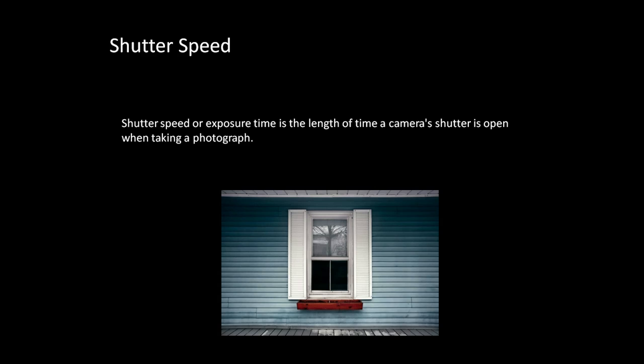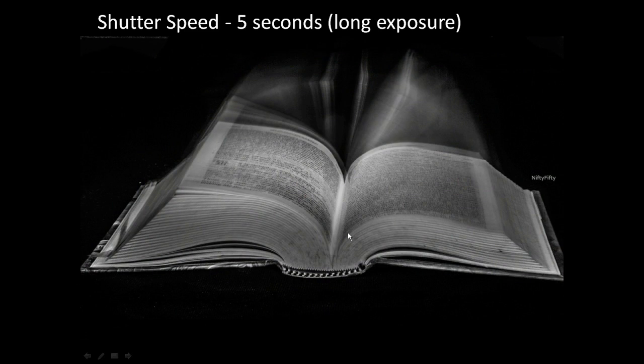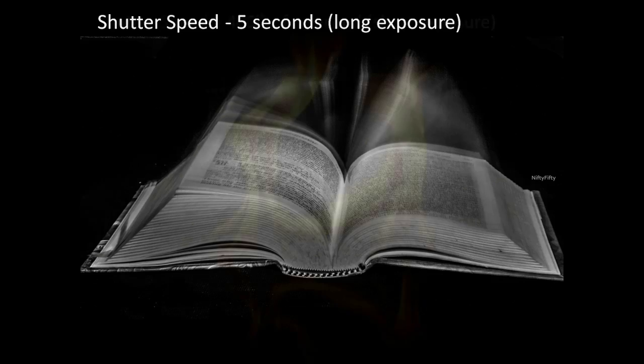Now let's see a few examples related to shutter speed. This is an example of a long exposure. I took this photograph with 2 seconds of shutter speed. That means my shutter was open for 2 seconds because I wanted to capture the moment of the seconds hand of this watch. Now this is another example of a long exposure shot, actually a 5-second exposure. My camera shutter was open for 5 seconds and I was turning the pages of the book when I took this photograph. Now let me show you an example of a high shutter speed.